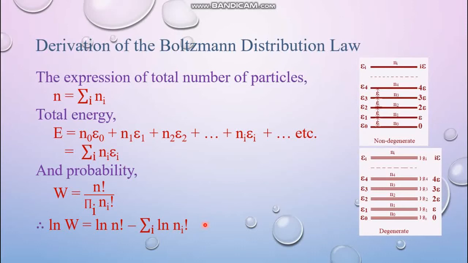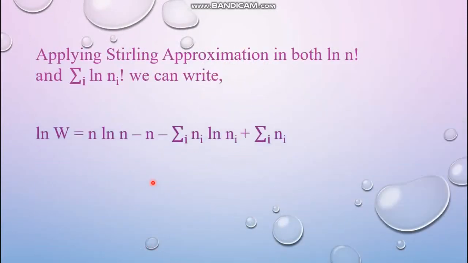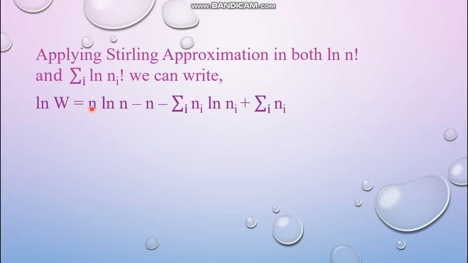Okay, so this way we can apply this here: n ln n minus n, then sum over i of n_i ln n_i minus, and here it becomes plus because the minus sign is put here, so n_i sum over i n_i. Okay, so I hope the application of the Stirling approximation is clear to all of you.